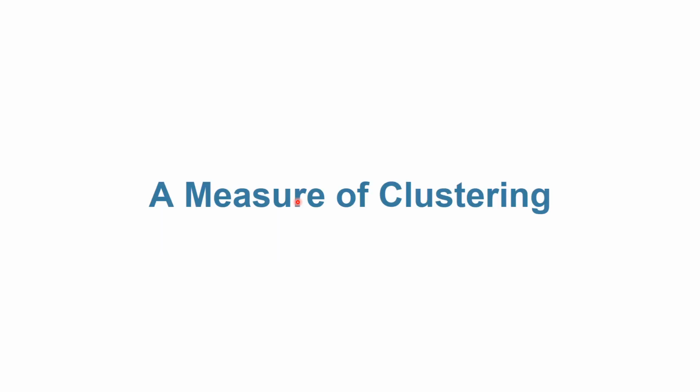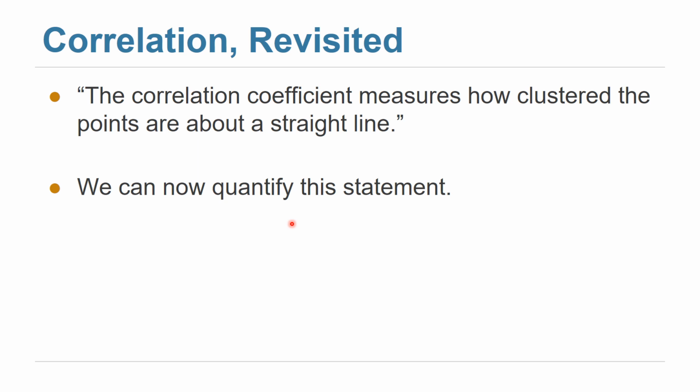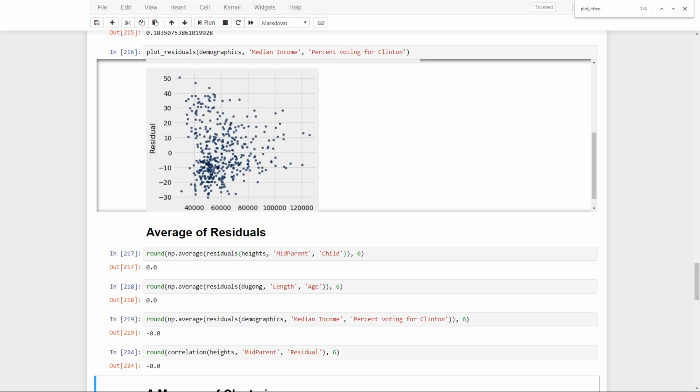When we defined correlation, we said that the correlation coefficient measures how clustered the points are about a straight line. So if we plot the regression line and find that the observed values are clustered very well about the regression line, that means that the correlation is high. If they are not very well clustered, or if they are scattered across the line, then the correlation is small. Now let's quantify this statement through a demo.